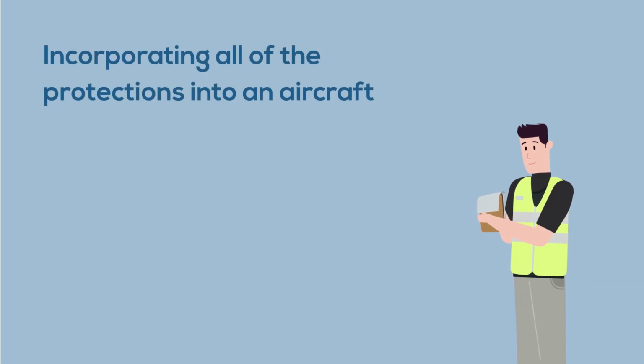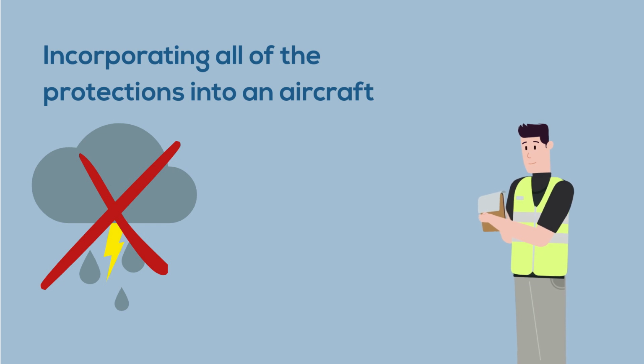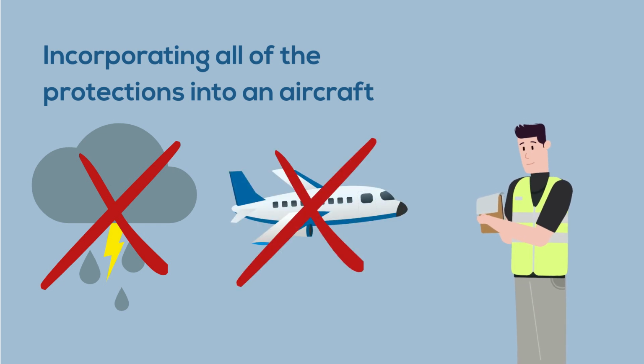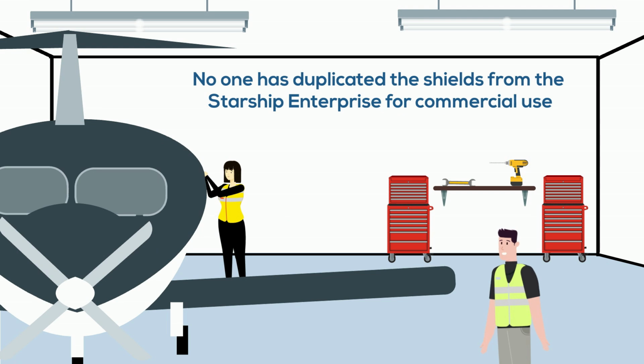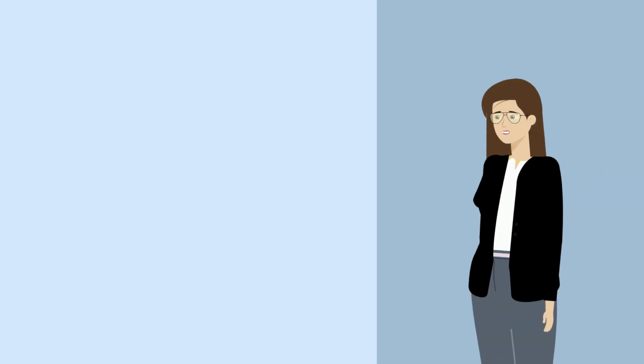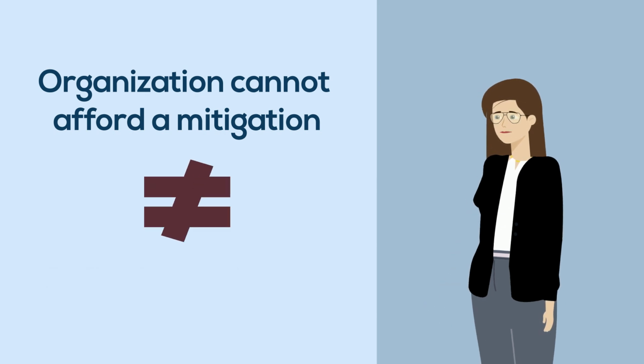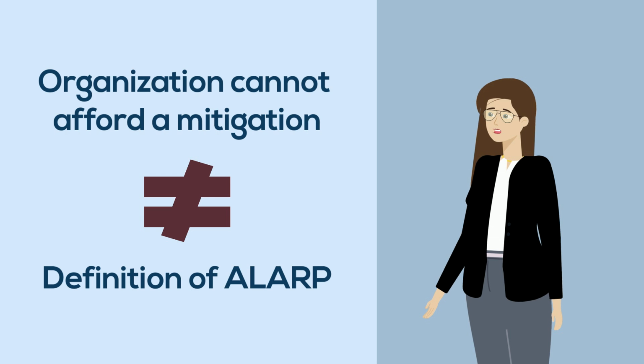Incorporating all of the protections into an aircraft that would be necessary to keep a thunderstorm from causing an accident would make the aircraft too heavy to fly, because no one has duplicated the shields from the Starship Enterprise for commercial use, so those protections would not fall within the definition of ALARP. Also, if your organization cannot afford a mitigation, then that mitigation also does not meet the definition of ALARP.